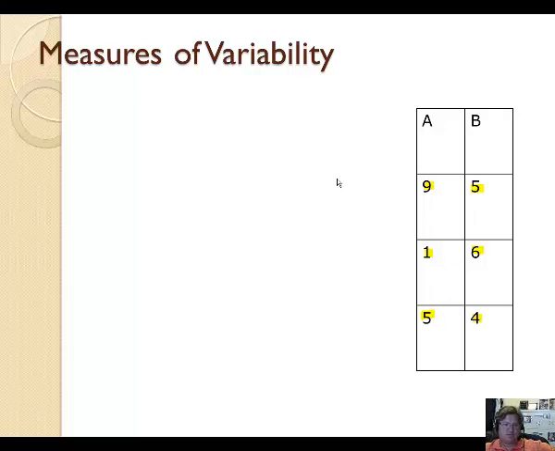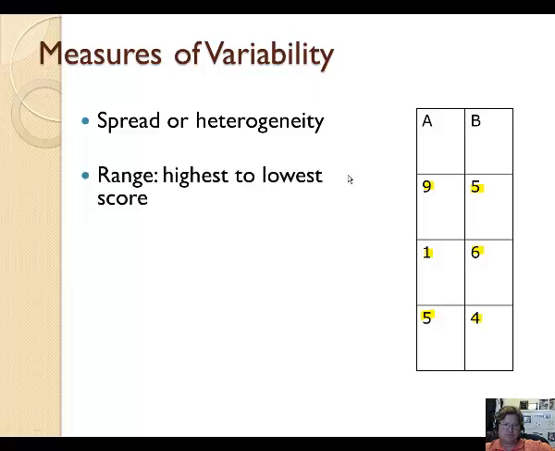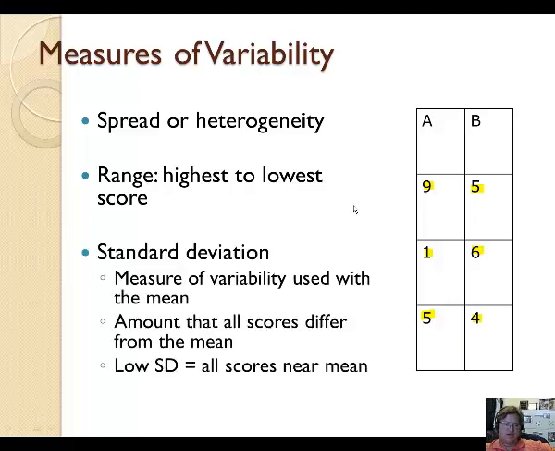And this is descriptive statistics. So in measures of variability, we're looking for the spread of the scores. We can look at the range from the highest to the lowest, 1 to 9 or 4 to 6. And we can also look at standard deviation as a measure of variability. So the standard deviation is the amount that all scores differ from the mean. And a low standard deviation means that the scores are near the mean.